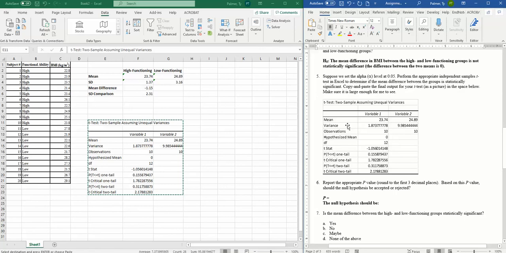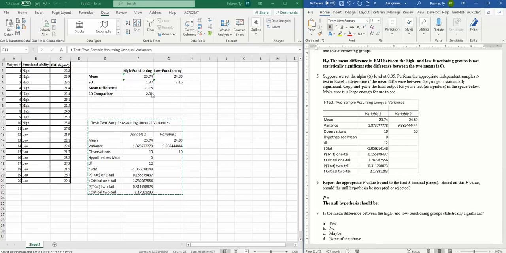Okay, it's got other statistics here. It's got variance. Remember, we determined whether the variance was equal or unequal by looking at the standard deviation. So it has a variance statistic here. Observations is just the sample size.